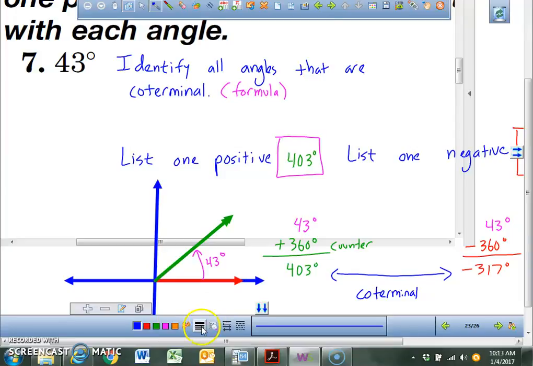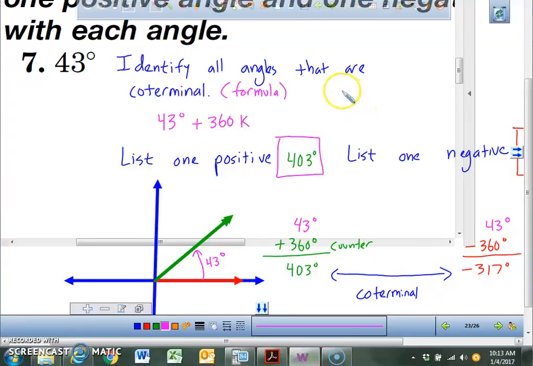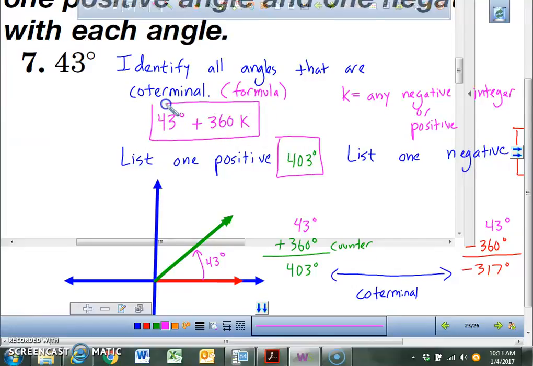So here's your formula that you guys can use to find any number of coterminal angles. You start at 43 degrees, and we're going to say plus 360 K. I'm going to write the letter K, and I want you guys to understand K represents any negative or positive integer. It sounds redundant here, because integers are either negative or positive, okay? But I want you to understand, if I plug in a positive one, you're adding 360. If I plug in a negative one, you're subtracting 360, okay? So you could keep plugging integers in and getting different coterminal angles, okay?